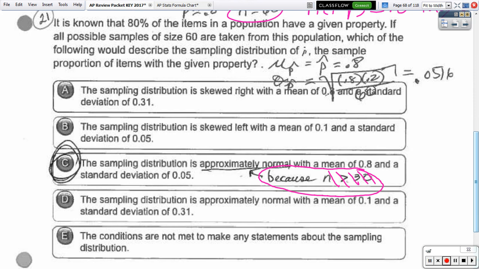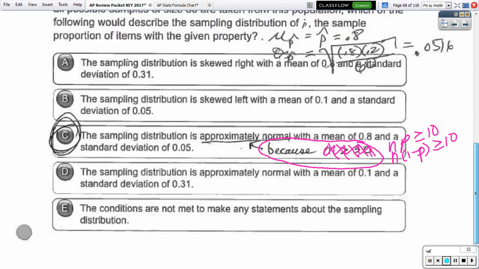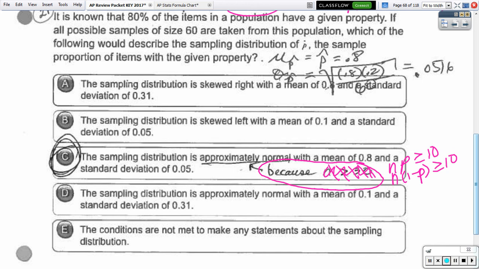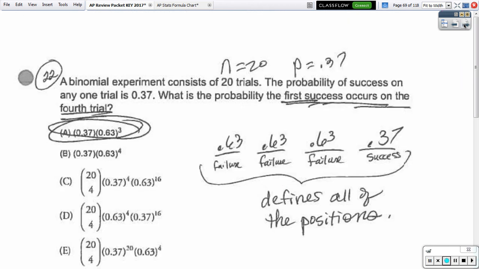So it's not because n is greater than 30, it's because np and n times (1 minus p) are both greater than or equal to 10 that we're dealing with an approximately normal distribution. Okay, so watch out for that. Proportions versus mean. Look at that, I fell for that. All right, moving on. Number 22.